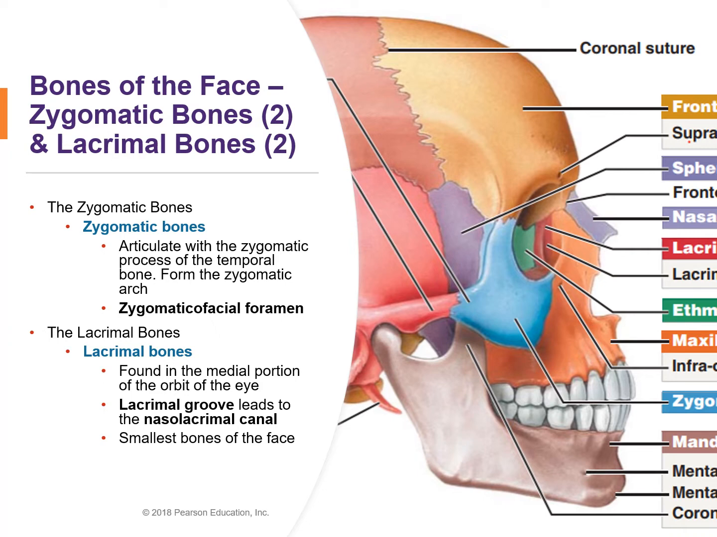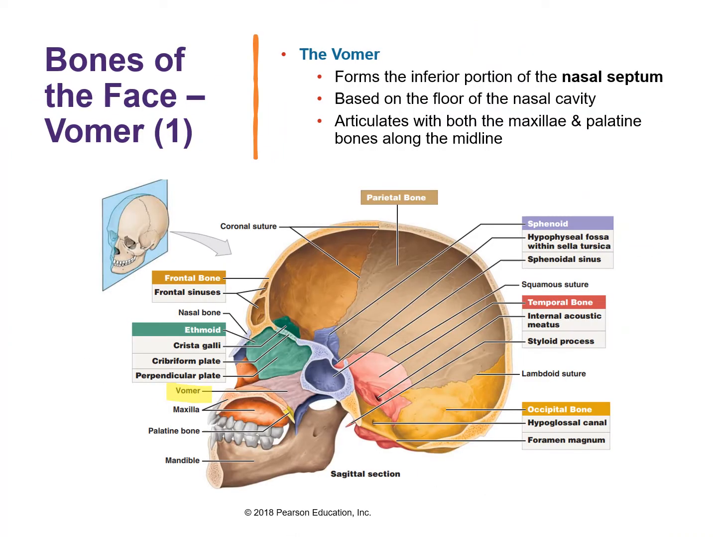We have the lacrimal bones. These are those small bones inside the nose area. That's going to be red on this image. They're going to be found in the medial portion of the orbits of the eye, right? And they're going to have the lacrimal grooves that lead to the nasolacrimal canals, right? And these are going to be the smallest bones in the face, those lacrimal bones.